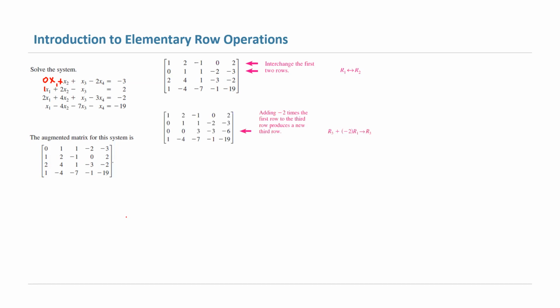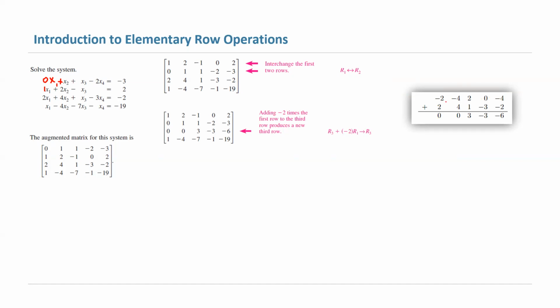What are we going to do next? We're going to get rid of these 2. How can you do that? You can multiply the first row by negative 2 and add it to the third row. So negative 2 times the first row and adding that to the third row. Let us do the algebra. Negative 2 times 1 is negative 2, negative 2 times 2 is negative 4, negative 2 times negative 1 gives us 2, negative 2 times 0 is 0, negative 2 times 4 is negative 4.